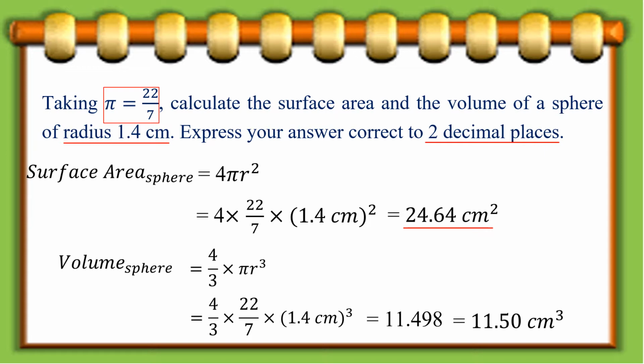So if you multiply 4/3 times 22/7 times 1.4 to the power of 3, it would be equal to 11.498. And since we are going to express it to 2 decimal places, the volume of the said sphere is equal to 11.50 cubic centimeters. So the volume of the sphere is 11.50 cubic centimeters.